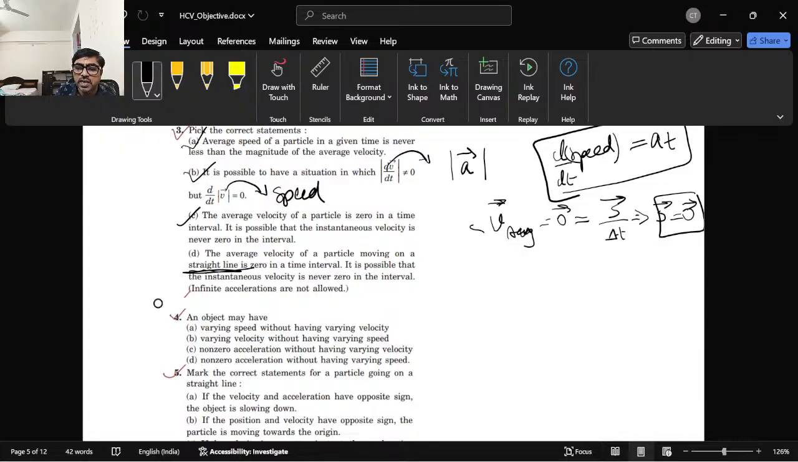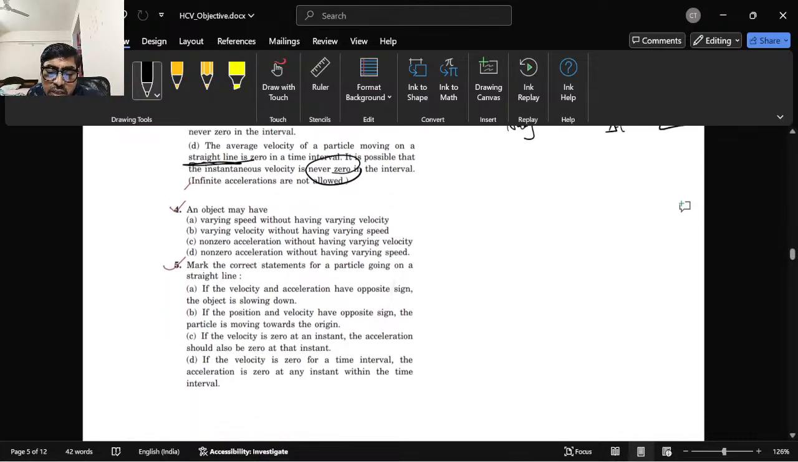The statement that it is possible that instantaneous velocity is never 0 is wrong. Instantaneous velocity has to be 0 at the point of return, that too in the case of 1D. This is a very important conceptual question. Don't treat them as questions. These are all concepts. That's why the HC Verma book is very important for understanding concepts. If you want to revise the concepts in kinematics, don't just read the theory; theory questions you have to practice. Okay, go on to the next question.